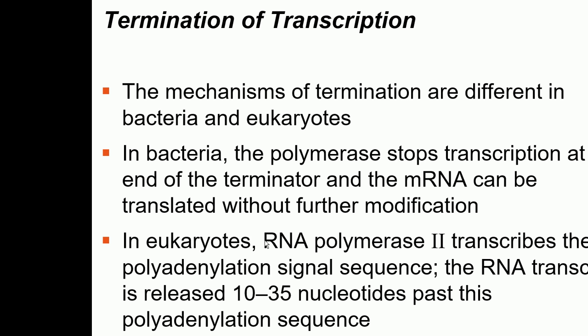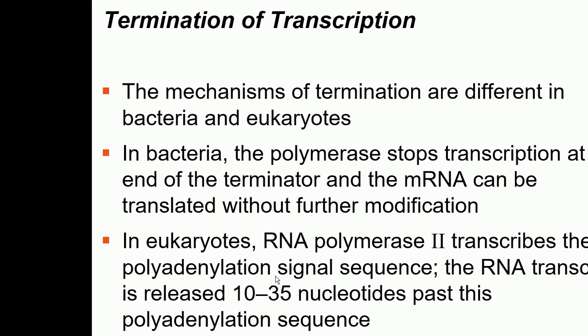So in eukaryotes, there is a signal called the polyadenylation signal, and the RNA polymerase transcribes the polyadenylation signal sequence, and it basically goes beyond that, and the RNA transcript is released 10 to 35 nucleotides past this polyadenylation sequence.